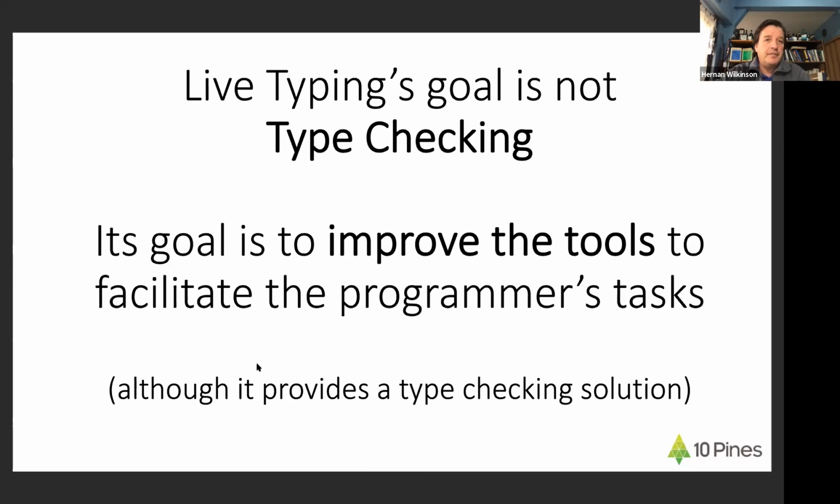One important thing about LiveTyping, at least the way I decided to see it, is that the main goal is not type checking. It's not like the other type annotation tools for the other dynamically typed languages where type checking is the most important thing. For me, the most important thing is to improve the tools that we have in Smalltalk to give us a better programming experience, as I said. But as we will see, we have type checking also with LiveTyping.